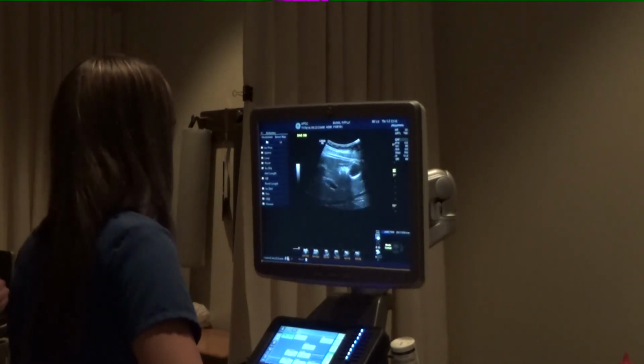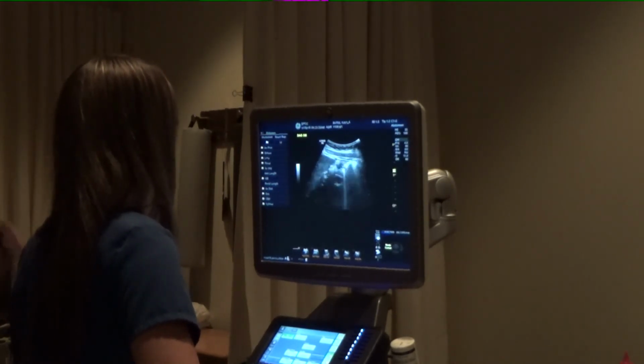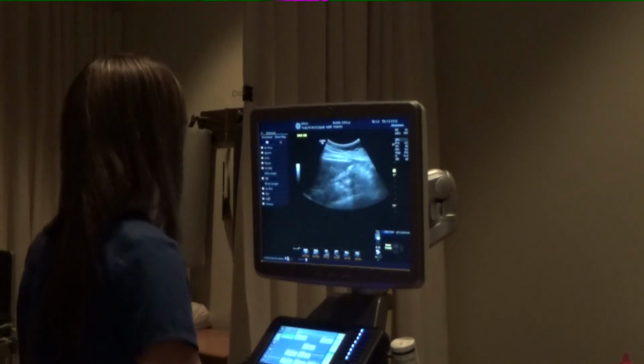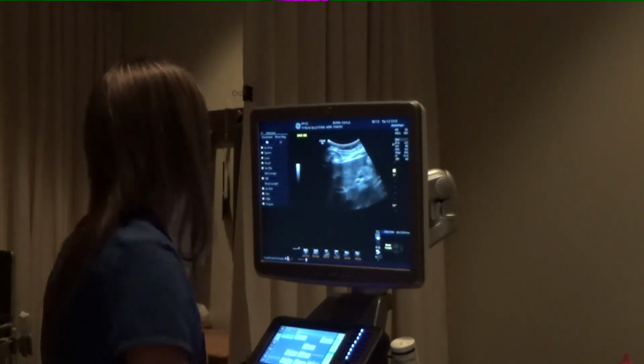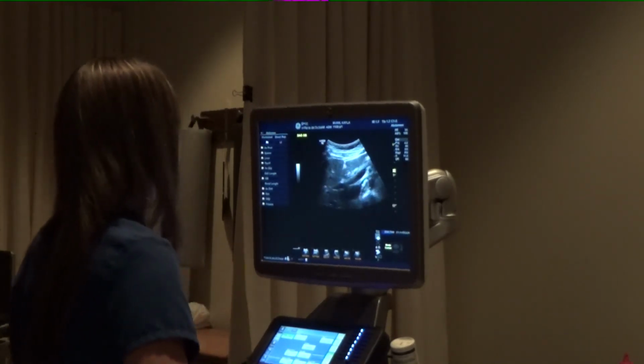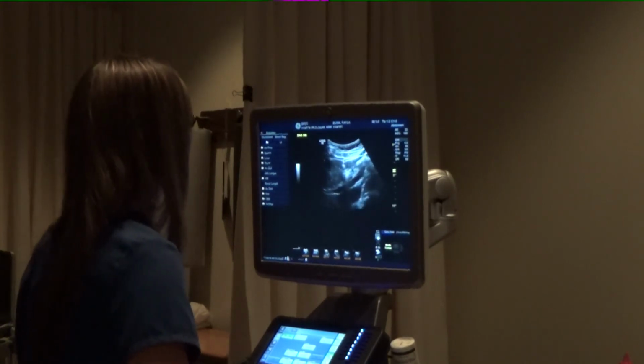Okay. Image the common bile duct and measure the duct, and then just store an image of that, please. If you would take a deep breath and hold it.